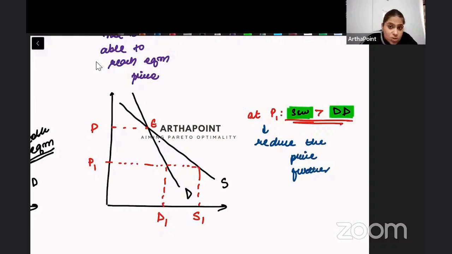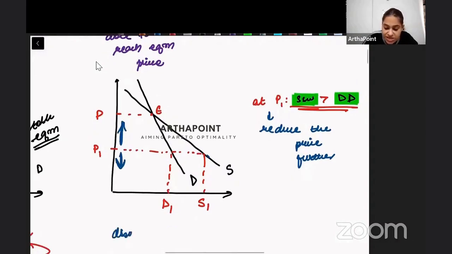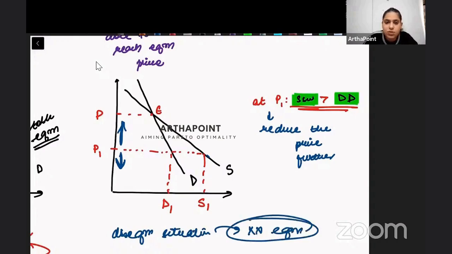And if price reduces further, then supply and demand are going to act accordingly. So when price starts falling further, you will not go towards the equilibrium. You will go below this P1. So when you start from a disequilibrium situation, you don't restore to equilibrium. You are not able to go back towards this price P. That means this is an unstable equilibrium.